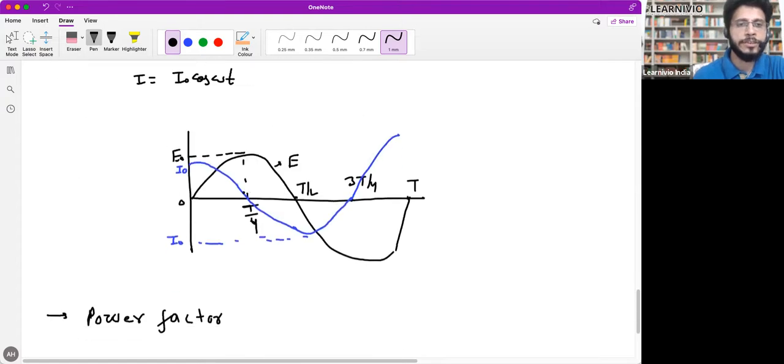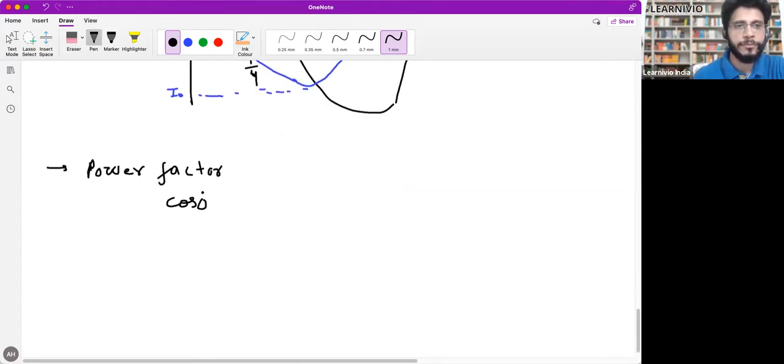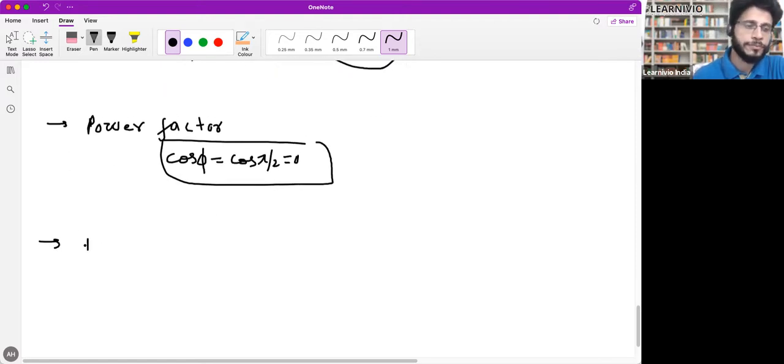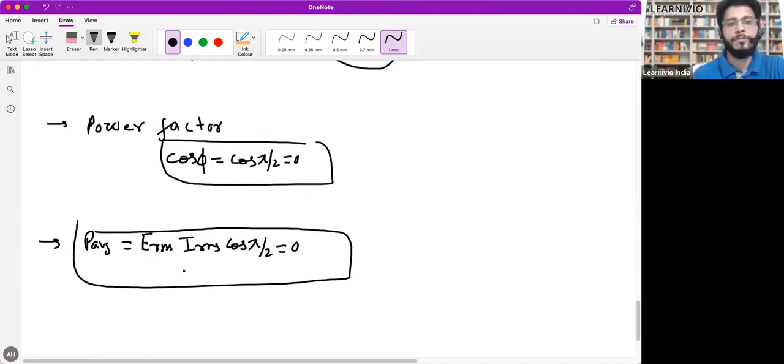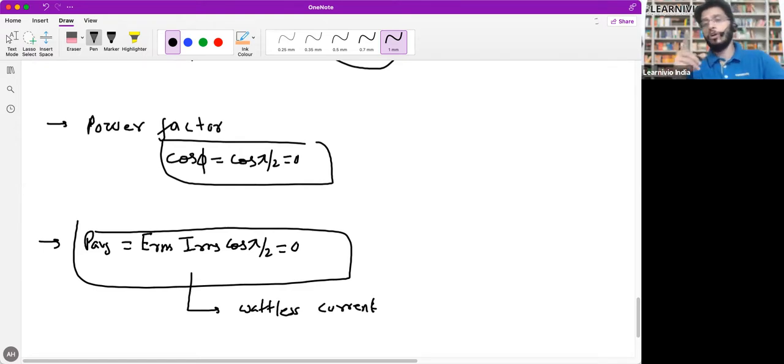And power factor is just cos phi. Cos pi by 2. Just like inductor, power factor is 0. Average power is E RMS, I RMS, cos pi by 2. Cos pi by 2 comes out to be 0. So that's average power. Just like inductor, here also power dissipation is 0. We call this type of current Wattless current. For inductor also, where P average is 0, write that this is Wattless current.